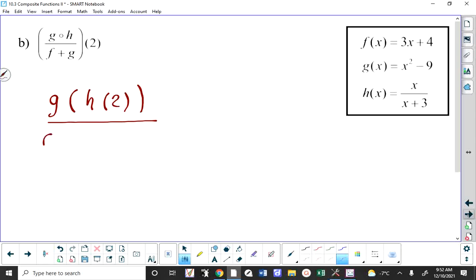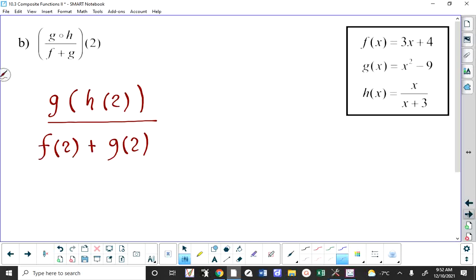The denominator is f of 2 plus g of 2. So to find the numerator, you're going to feed 2 through h, then take the result and feed it through g. To find the denominator, you're going to feed 2 through f and feed 2 through g and add those numbers together.